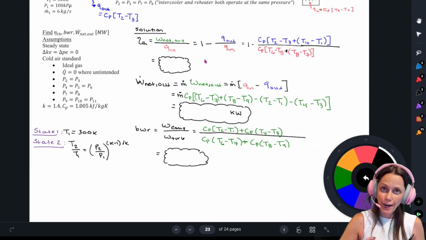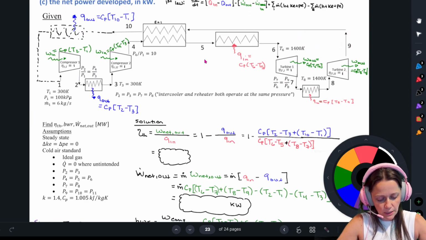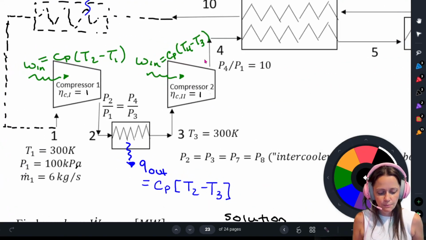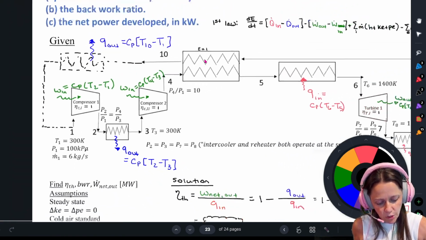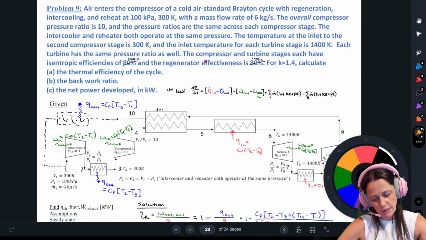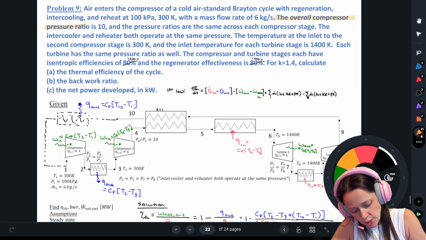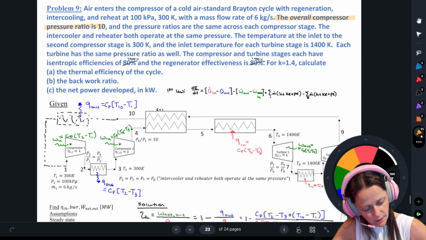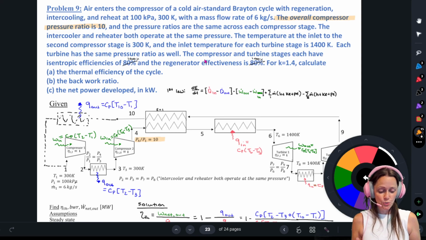And here's where I run into an issue, because if I look at my problem, uh-oh, I'm given some information here. Let's actually look at their problem statement. It says the overall compressor pressure ratio is 10. That's this one right here, the overall compressor ratio, so from P1 to P4.